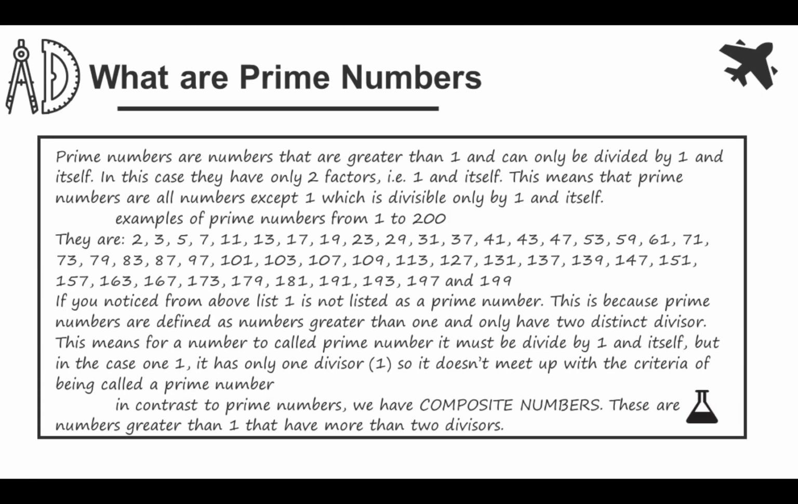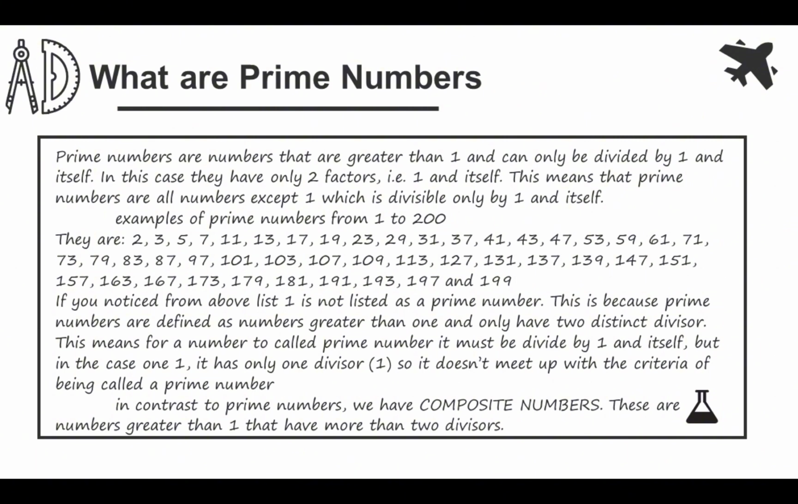And this will bring us to our next subtopic, which is what? Prime numbers. Okay, so what are prime numbers? Prime numbers are numbers that are greater than 1 that can only be divided by 1 and itself. Let me repeat again. Prime numbers are numbers that are greater than 1 that can only be divided by 1 and itself. In this case, prime numbers have only two factors, which usually is just 1 and itself. Any other number is no longer a prime number.